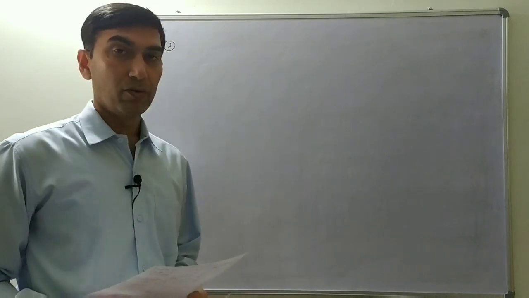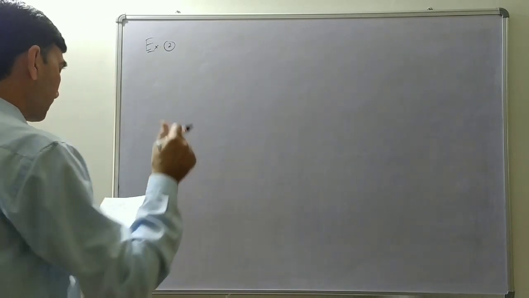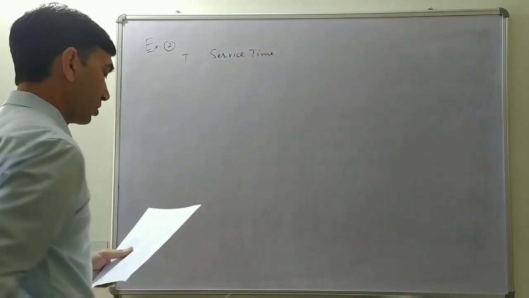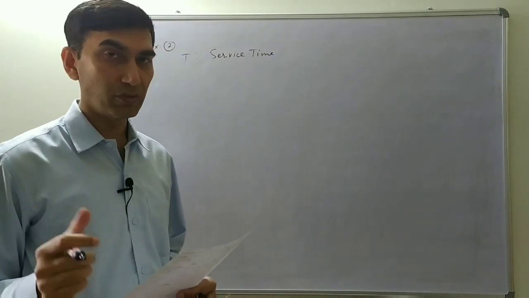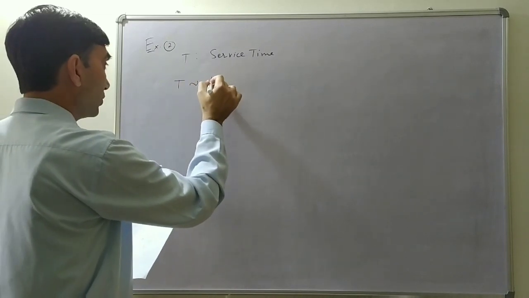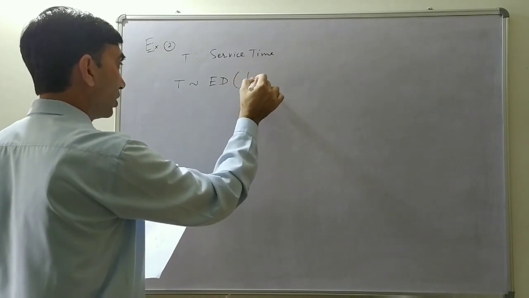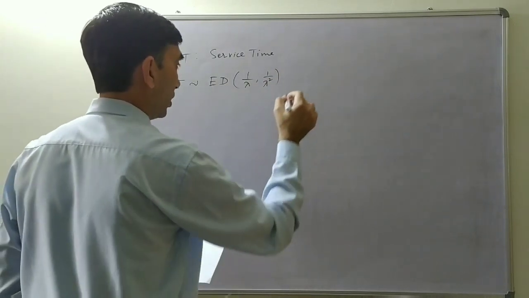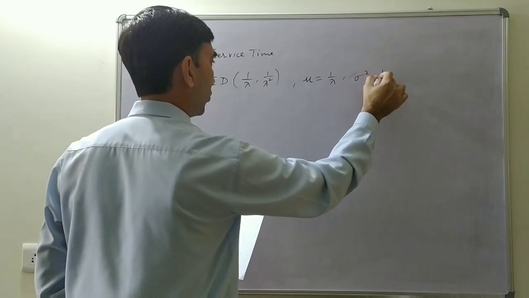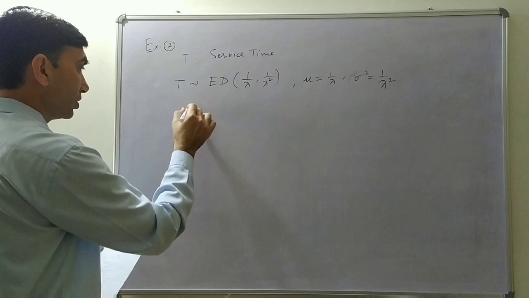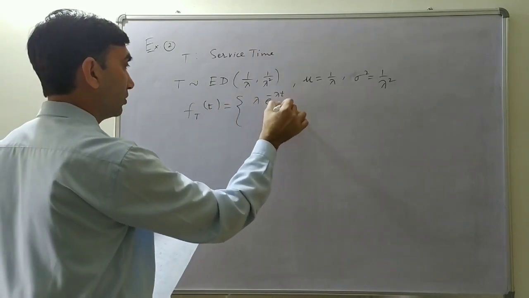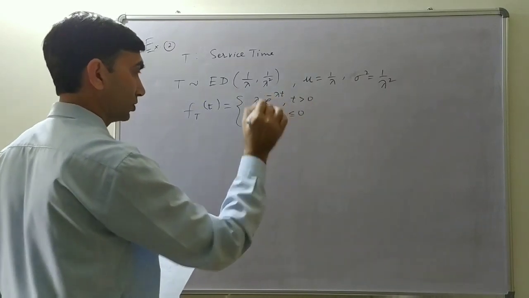Now let us see an example from a continuous population for random sample. Suppose T denotes service time for a particular facility in a bank. And T follows exponential distribution with mean 1 over lambda and variance 1 over lambda square. Means mu is 1 over lambda, variance is 1 over lambda square. Okay. Exponential distribution means PDF of t is given by lambda times e power minus lambda t for t positive, 0 for t less than or equal to 0. Okay.